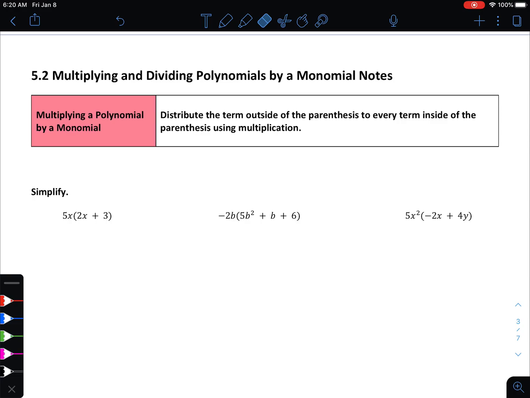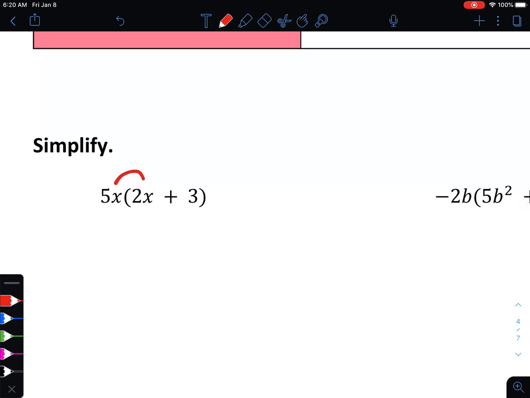When that's the case, all we do is distribute that one term to everything that's inside the parentheses. So let's take a look at how this works. In this first example, we've got 5x multiplied by parentheses 2x plus 3. So what we're going to do is take this 5x and distribute it to both the 2x and the 3.